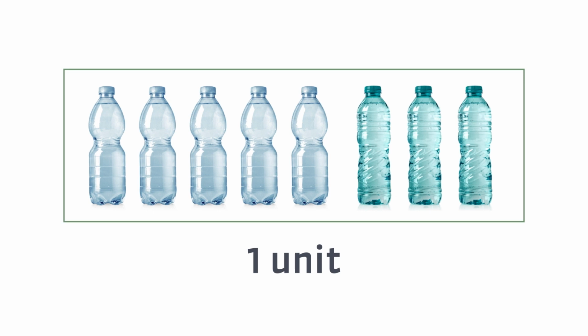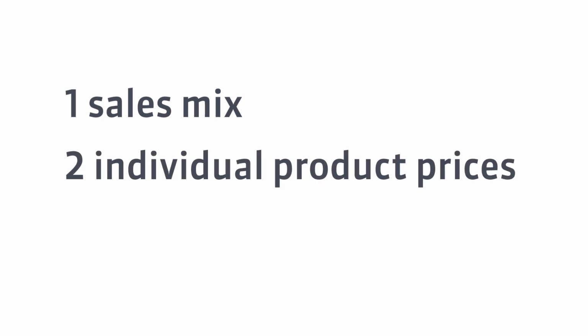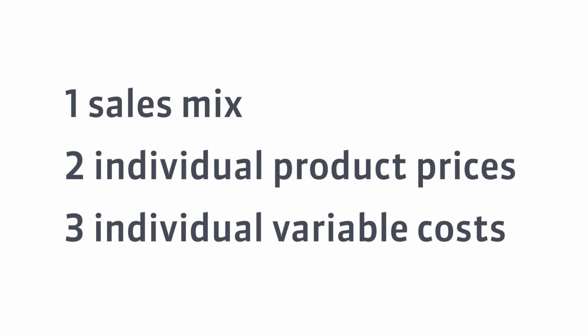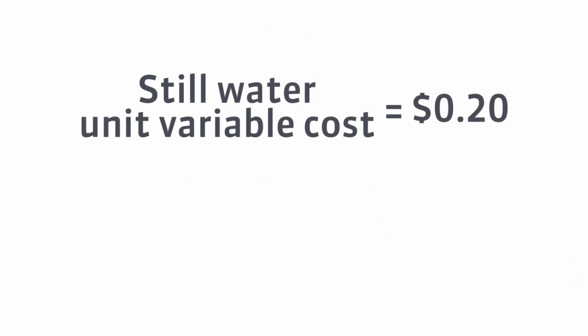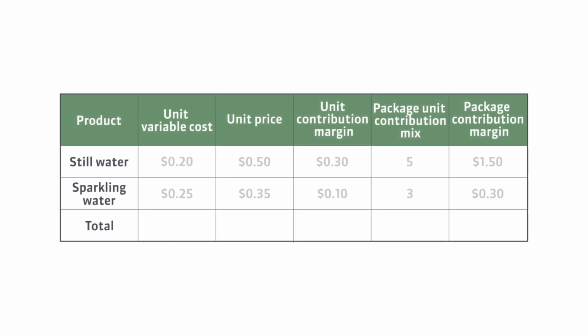By defining the package as a unit, the multiple product problem is converted into a single product problem. To use this approach, the package selling price and variable cost per package must be known. To compute these package values, we need the sales mix, the individual product prices, and the individual variable costs. We already have almost all the data. Unit costs are still missing. Let's assume that the unit cost of still water is 20 cents and sparkling water is 25 cents. The situation will look like this.